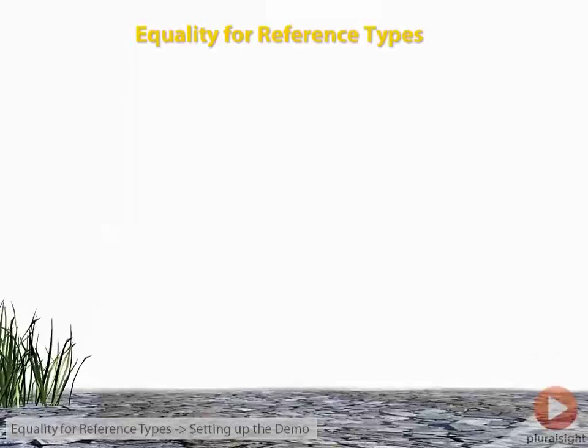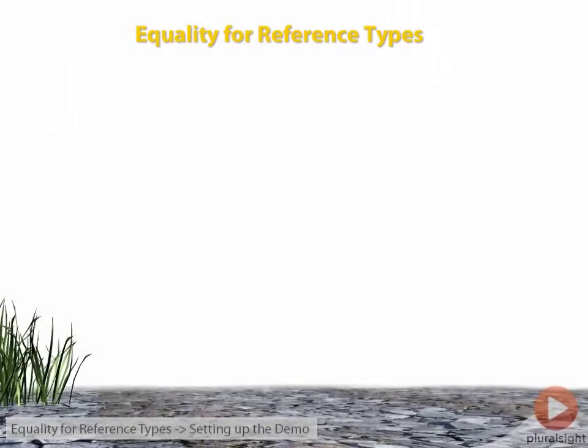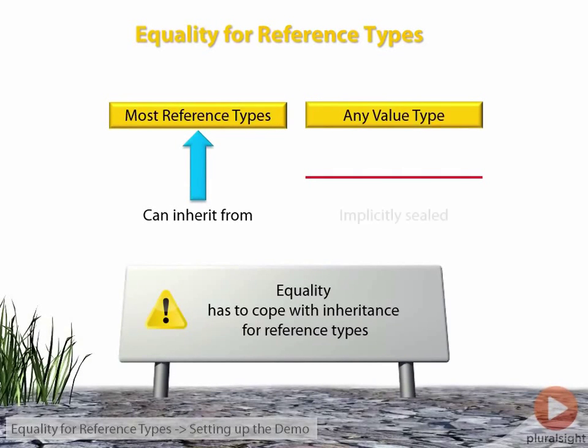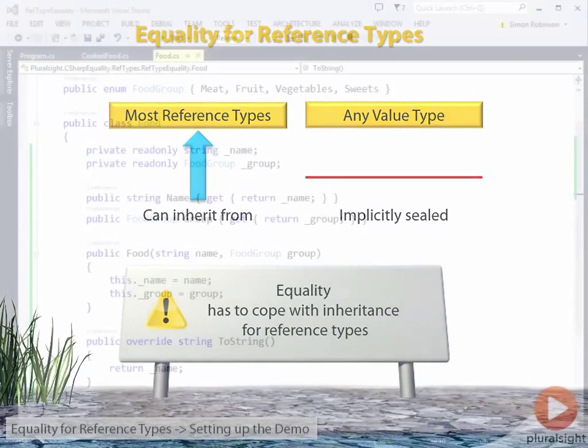Implementing equality is a bit different for reference types than for value types. For reference types, you have to deal with inheritance. That isn't an issue for value types because all value types are automatically sealed. That means our demo is going to be a bit more complicated than the code in the previous module, so let's start by setting up the demo, which means putting in place the classes that we'll implement equality for.